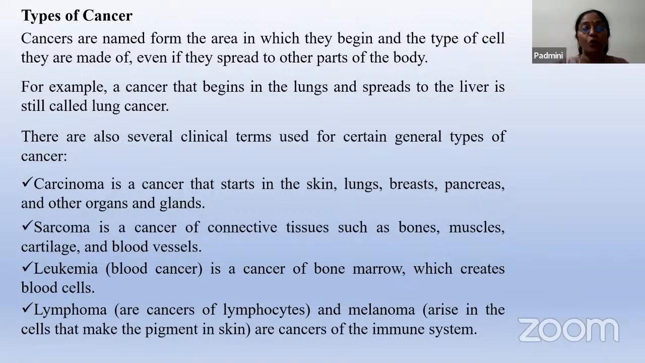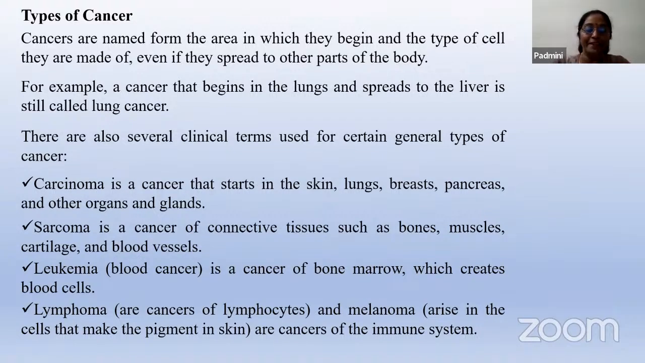When do you call it a sarcoma? Remember, OMA means we are going to talk about cancerous cells. Sarcoma is a cancer of connective tissues such as the bones, muscles, cartilage, and blood vessels. So wherever connective tissues are present, if you find any cancerous cell in that connective tissue, it is termed a sarcoma. So whenever you hear sarcoma, you have to think that there's a cancer in any connective tissue, be it bone, muscles, cartilage, or blood vessels.